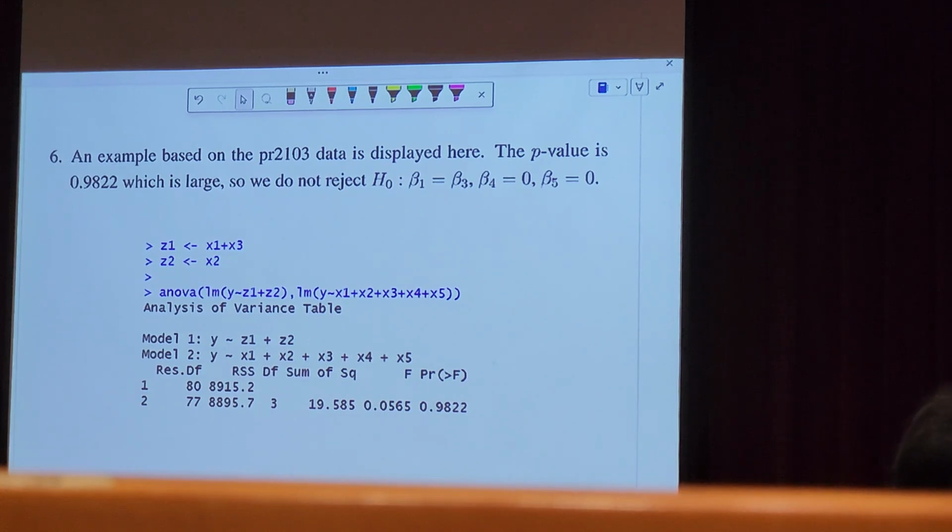All right, so I want to test, in this example, whether beta 1 is 3, beta 4 is 0, beta 5 is 0. So my full model is here.